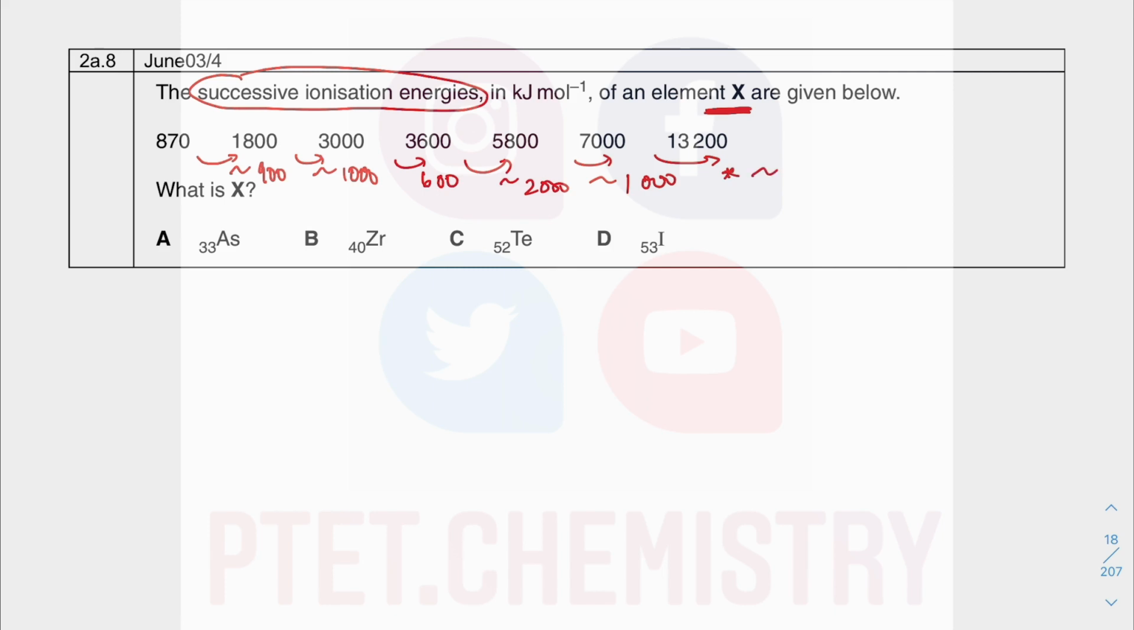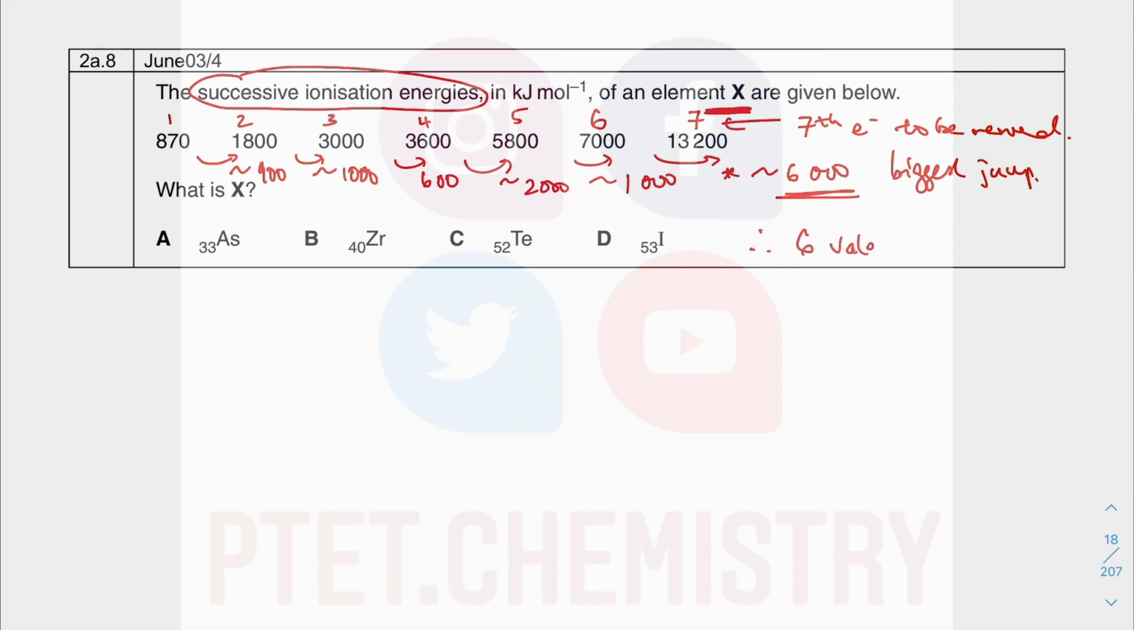It's around 7000, 6000. So this one is the biggest jump. So we see a drastic increase in ionization energy from the first, the second, the third, the fourth, the fifth, the sixth, the seventh. So it is the 7th electron to be removed that gives you such a big jump. That means the 7th electron must have come from an inner shell, which is closer to the nucleus. And because it's closer to the nucleus, it's more tightly held, and therefore it's so much harder to remove. If that 7th electron is from the inner shells, therefore you have 6 outermost electrons.